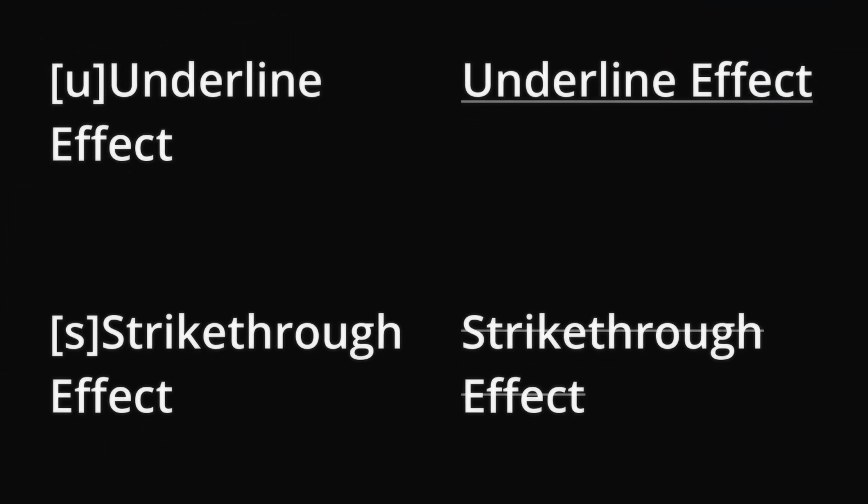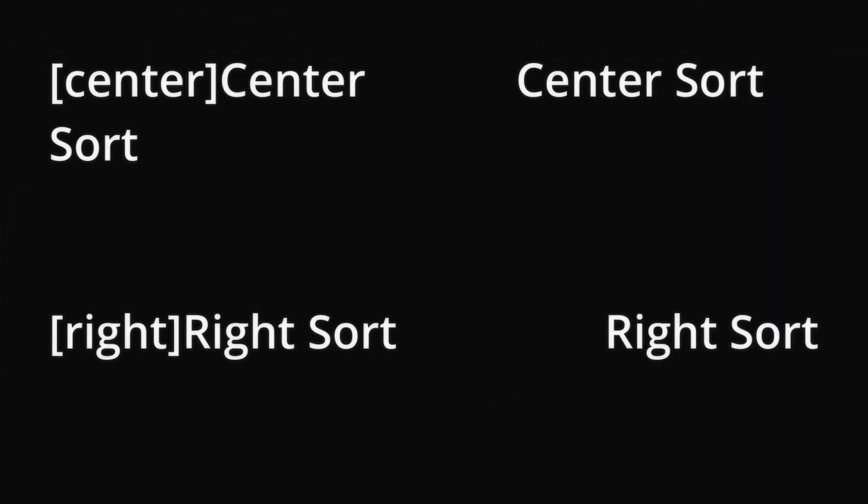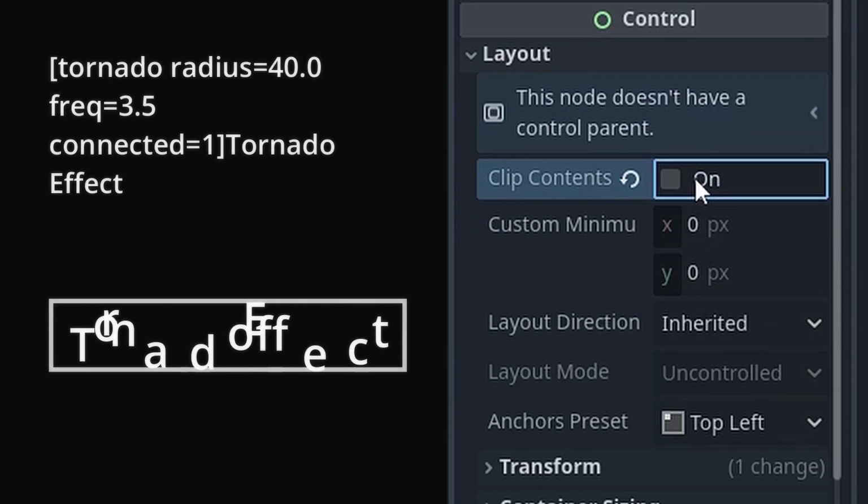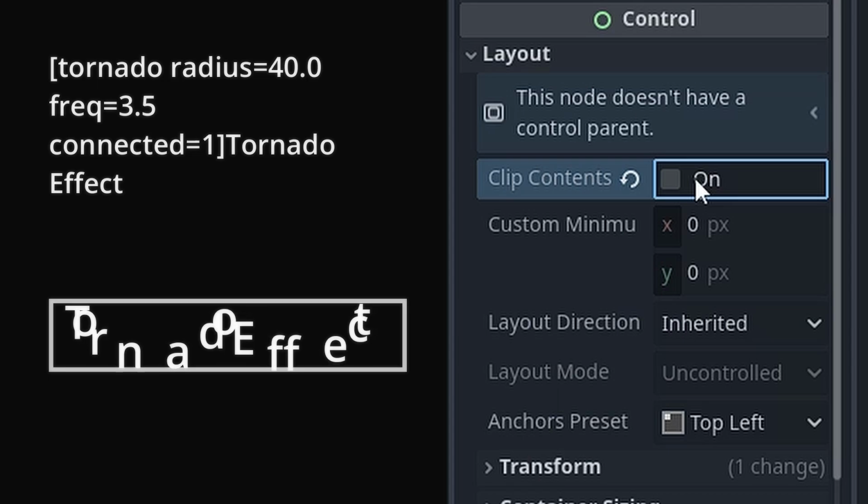These are some basic effects. These are some common sorting effects. Finally, here we have some unique effects. Also keep in mind you may need to disable content clip for some of the effects that go outside of the bounding box of the rich text label.